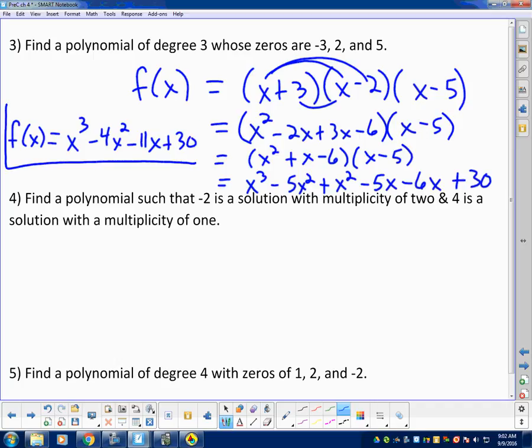If you're not asked to multiply it out, I wouldn't even mess with it unless you're asked to do so. Leave it in factored form. We're going to do that on this next one.